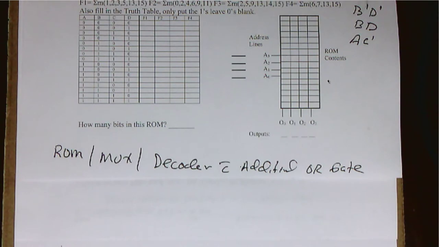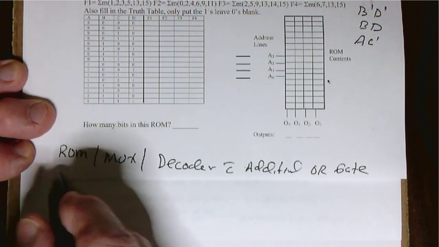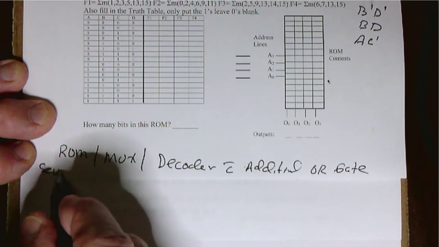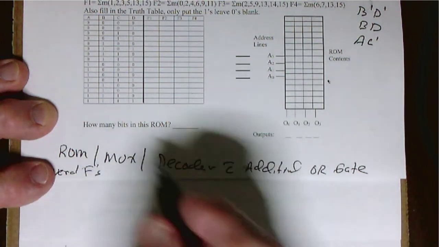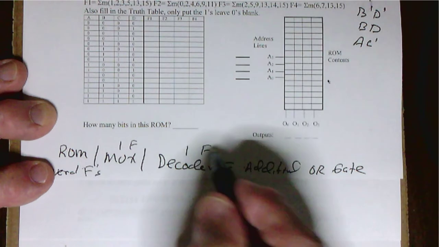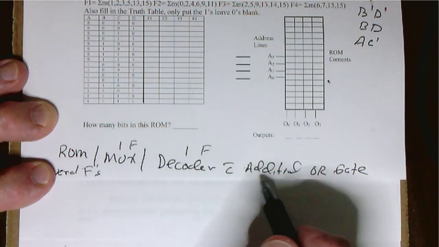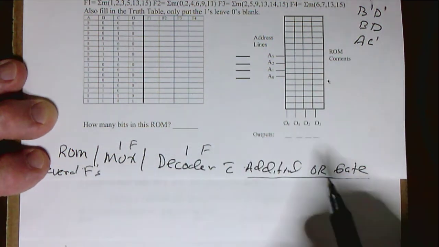Now, they're all a little different. With the ROM, I do several functions, several Fs. With the MUX, I just do one function, and the decoder, just one function. Now remember, with the decoder, you have to add this additional OR gate. So that makes it a little bit different. But with the ROM and the MUX, you don't have to add anything.